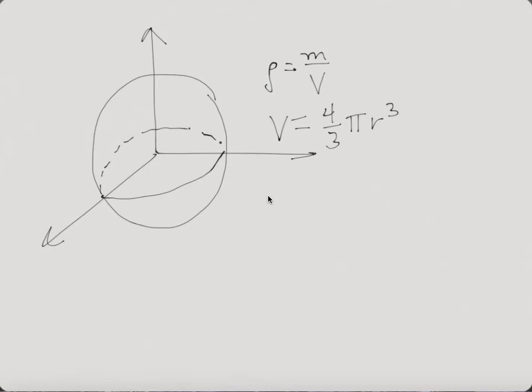And so you just put that back into the density, and you end up with mass over 4/3 pi r cubed, which is just going to end up being 3/4 m over pi r cubed. All I did was take the 4/3 to the top and flip it over.